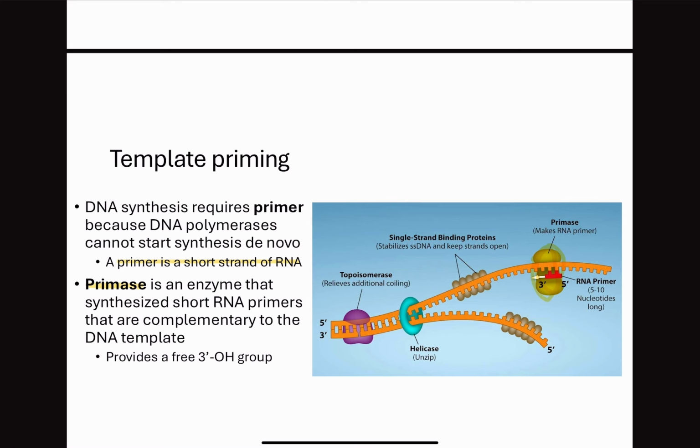And the way that primase does that is by providing a free 3' OH group that our DNA polymerase can hold onto.